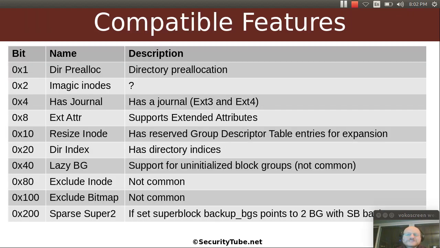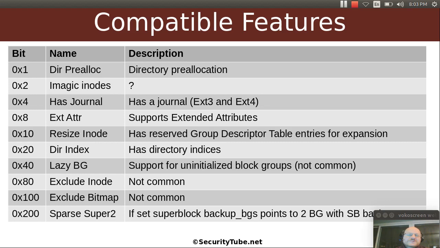So let's look at the set of compatible features. The first one is a directory pre-allocation feature. So what does that mean? Well, it means kind of what it sounds like. If you have a directory, it will pre-allocate a certain amount of space whenever you create a directory. So not having that feature in your operating system shouldn't affect how the file system is used. Imagic inodes. I have a big question mark for this one because it doesn't look like people use this feature, and honestly, I'm not exactly sure what it does.